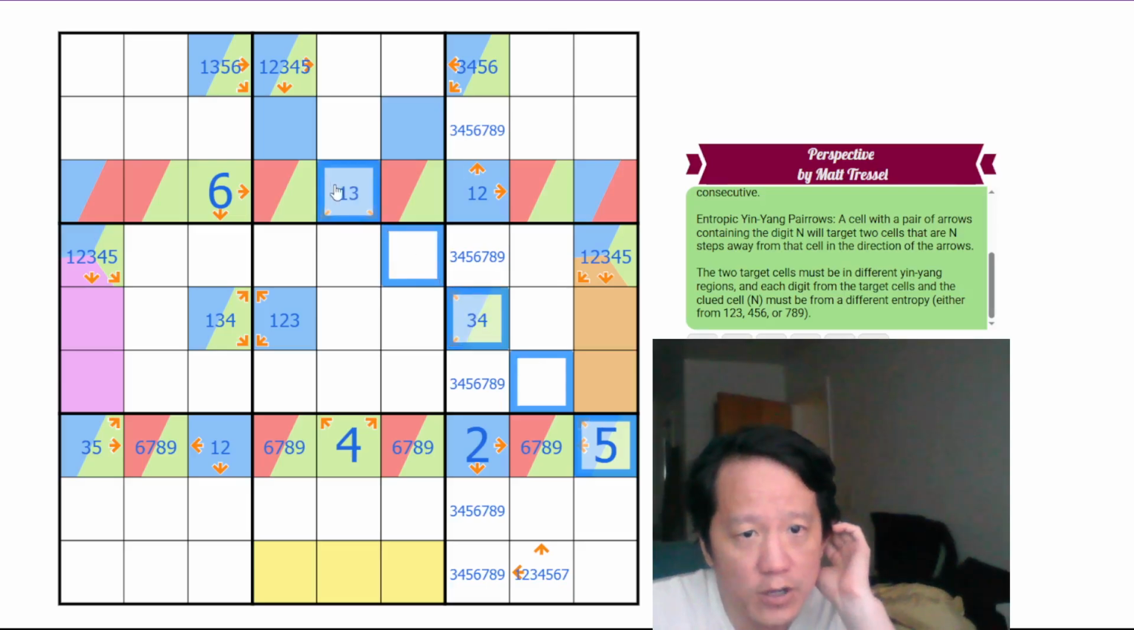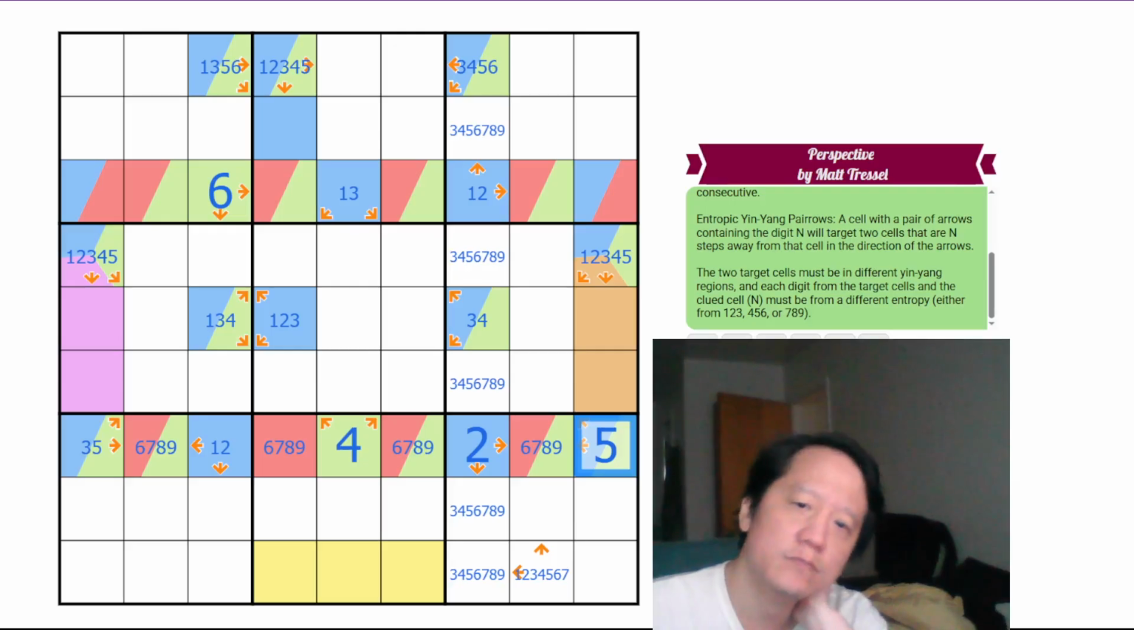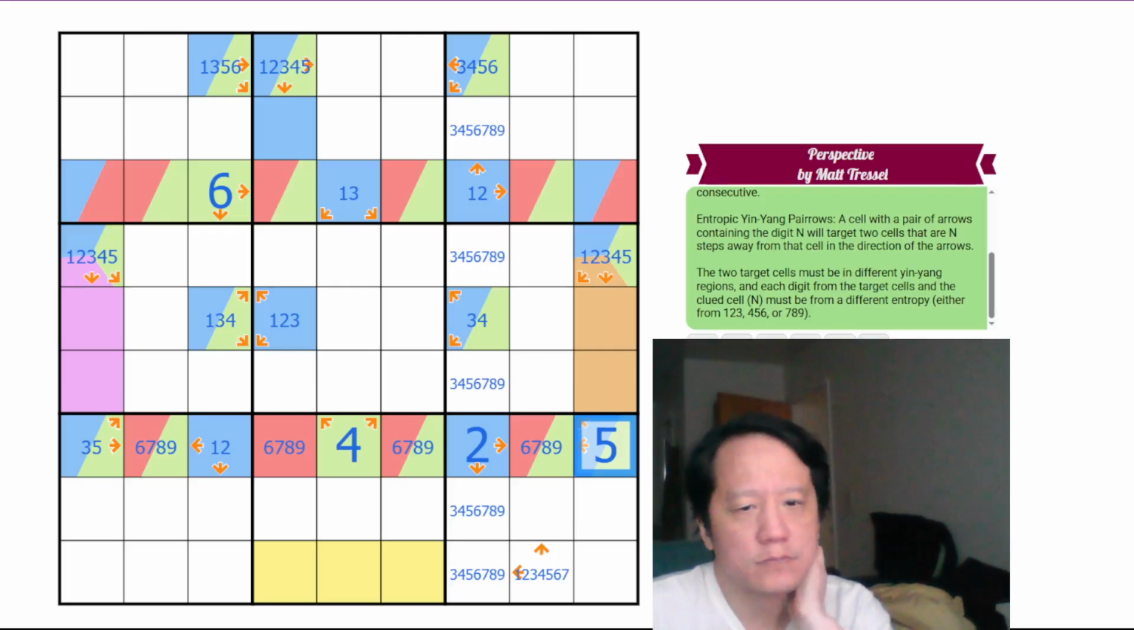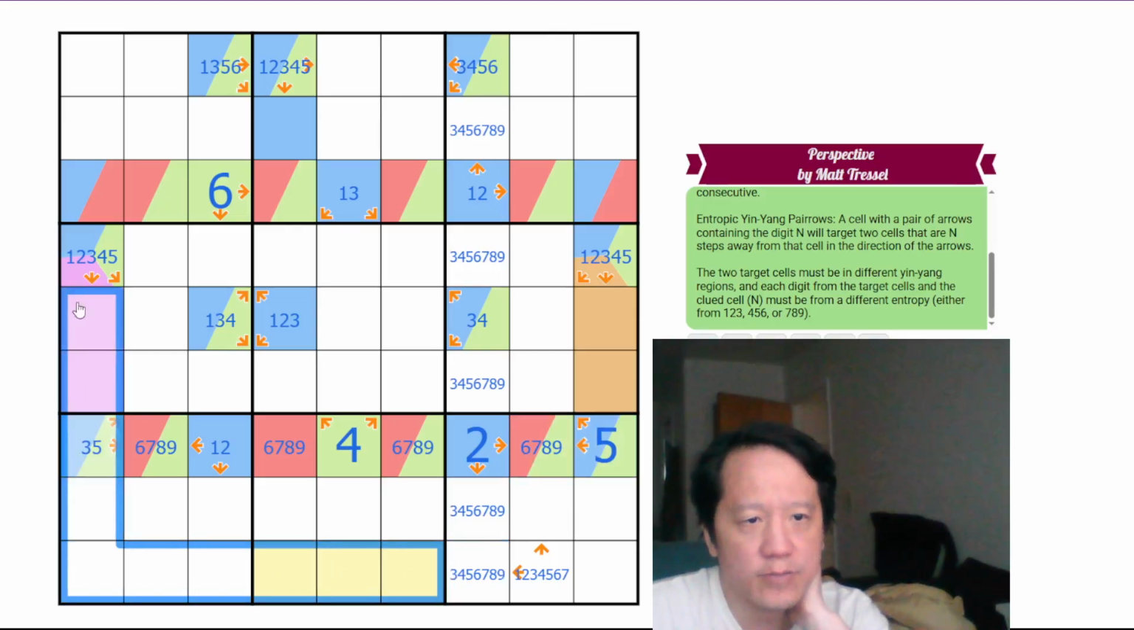So 5 away would force this not to be medium. This would have to be high. This would have to be low. These would be different regions, so we swap there. So this would have to all be the same region. You'd have to swap somewhere here. This would be orange, this would be yellow.